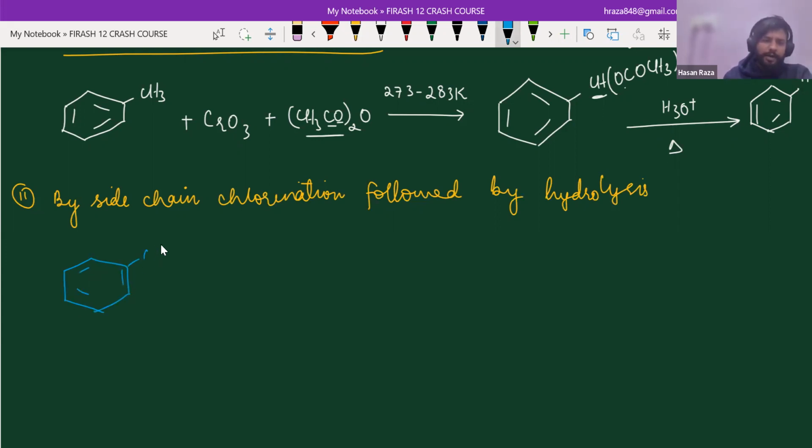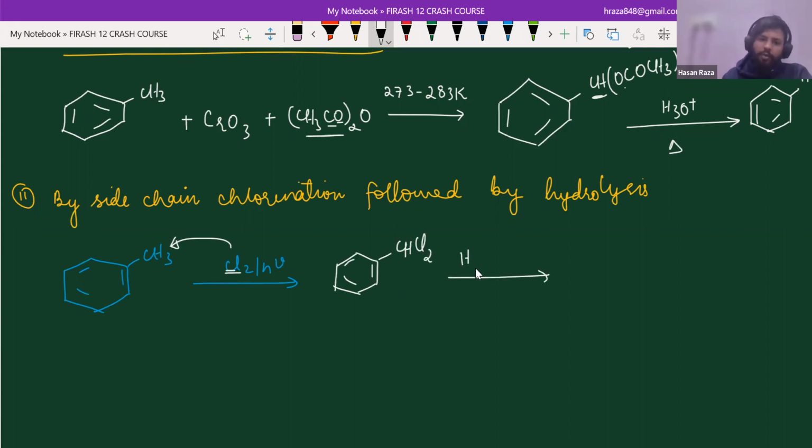If you react this with Cl2 in the presence of light, this chlorine cannot go to the carbon which is sp2 hybridized, double bonded. So it will go here and it will react twice, and two hydrogen will be replaced with chlorine. Now it will form CHCl2. After getting this, you do hydrolysis at 373 Kelvin, 100 degrees centigrade, and this will be directly converted into benzaldehyde. This is your benzaldehyde. Please do write it.